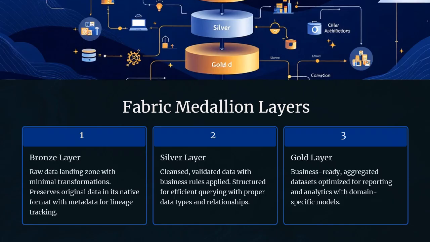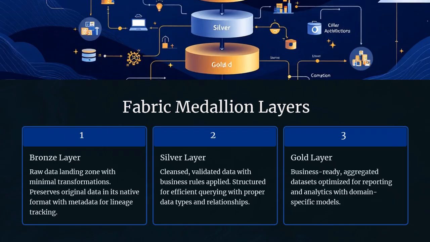Next is the silver layer. Here, the data is cleansed and validated. You apply necessary business rules, convert data types, and structure relationships, basically preparing the data to be efficiently queried and used by downstream processes. Finally, you have the gold layer. This is your business-ready aggregated dataset. The data here is optimized for reporting and analytics and is shaped into data domain-specific models for your end users. This layered approach improves reliability, maintains data quality, and makes it much easier to serve trusted insights and analytics to the business.